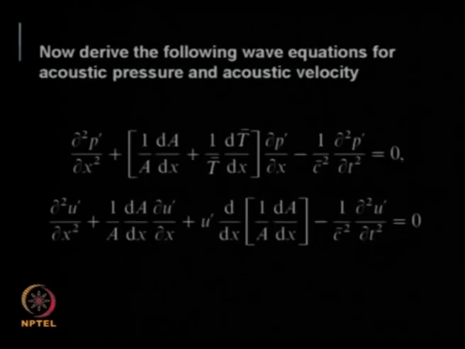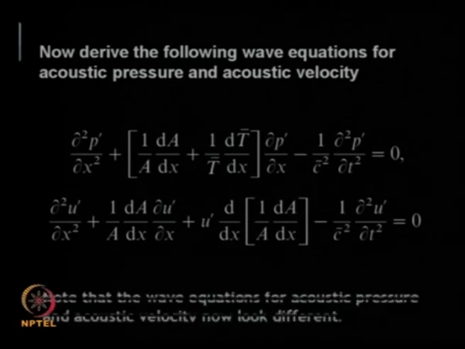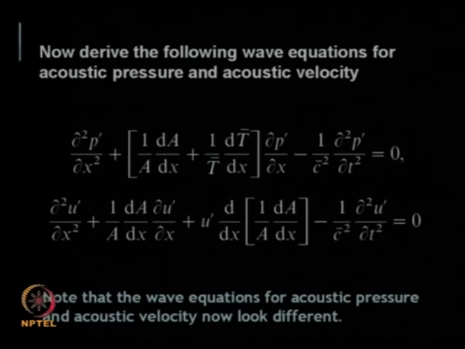This simplifies matters a lot, and now you can manipulate the governing equations and derive these two equations. The top equation is the wave equation in terms of the acoustic pressure, and the bottom equation is the wave equation in terms of the acoustic velocity. Please derive these two, and I wish to note that the wave equations for acoustic pressure and acoustic velocity now look different from each other. If you think of the classical wave equation, we saw that the wave equation for pressure was exactly identical to the wave equation for velocity, with the same operator. You can replace the pressure p prime with the velocity u prime.